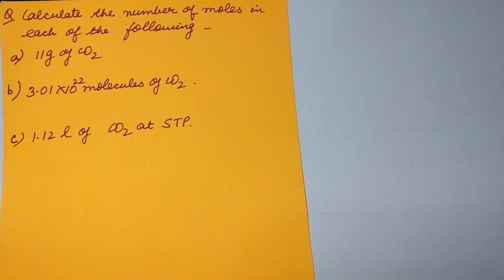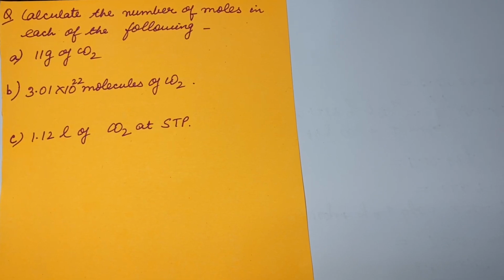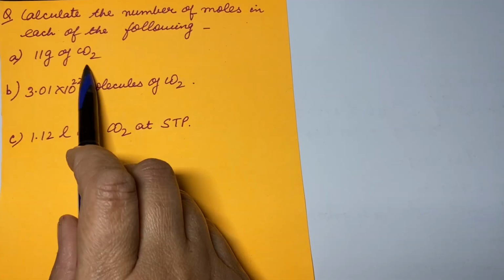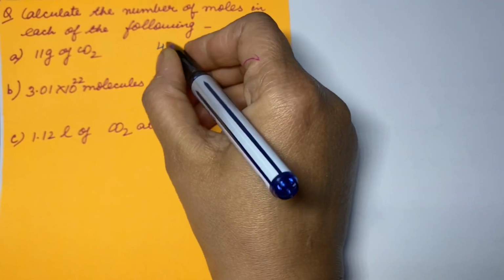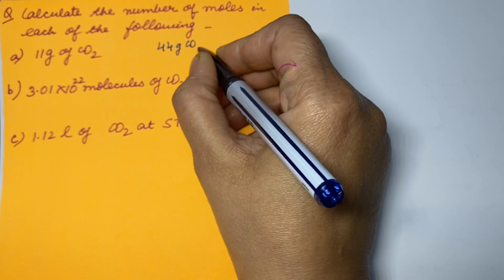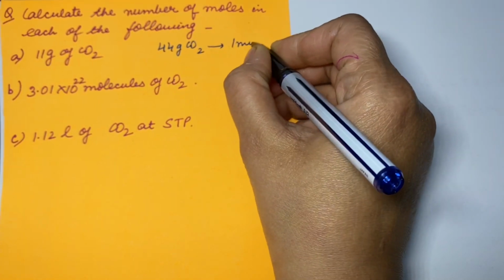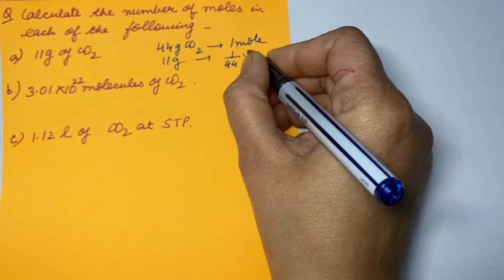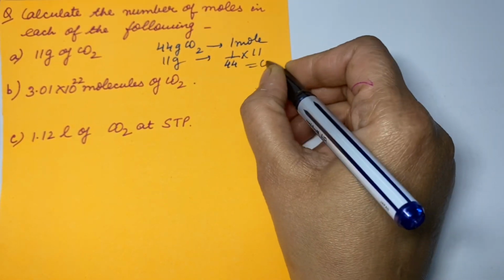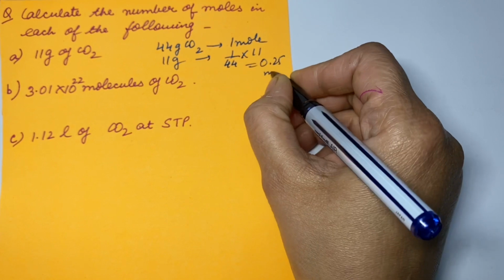Now see this question. Calculate the number of moles of each of the following. It's a very simple question. 11 grams of carbon dioxide means that since in 44 grams of CO2 we have 1 mole, 11 grams will be equal to 1/44 into 11. It will be 0.25 mole.